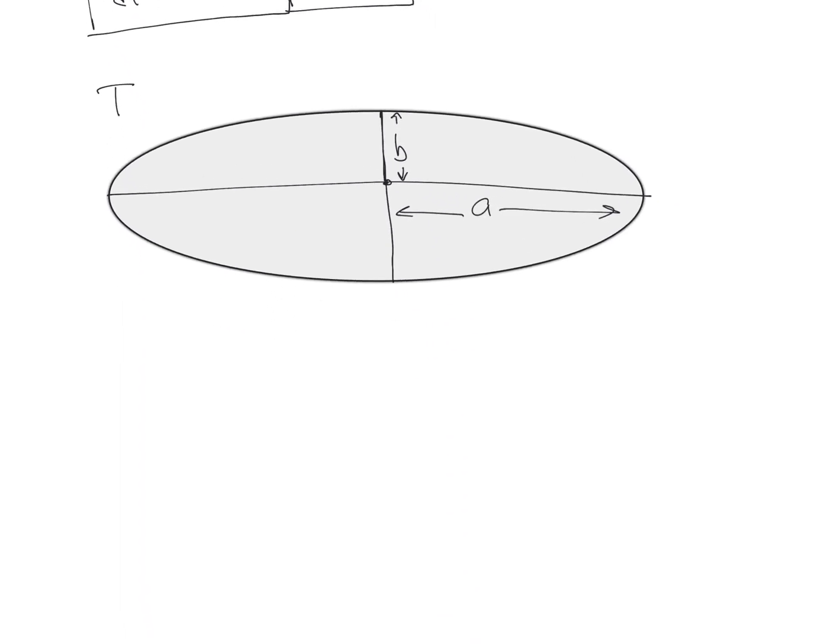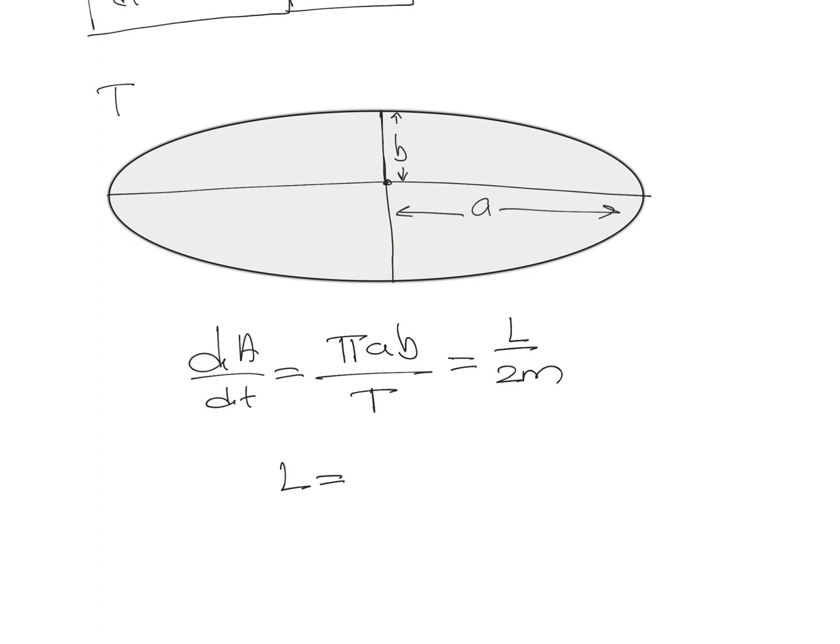So we can find out the value of dA divided by dt. When it completes one full rotation, the total area will be equal to the entire area of this elliptical path, and the total area of ellipse we can find by using the equation pi ab. If T is the time period, that is the time taken to complete one full rotation, we can write pi ab by T is equal to L divided by 2m. Or from this we can also write the equation for angular momentum, that is L is equal to pi into ab into 2m divided by T.